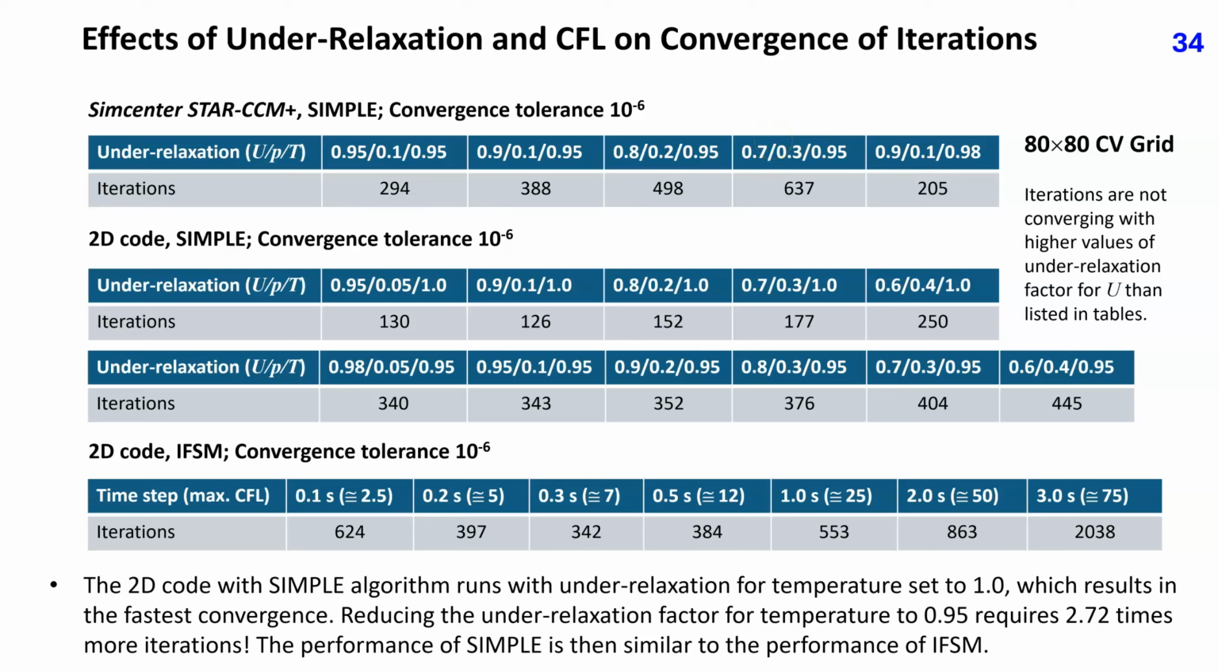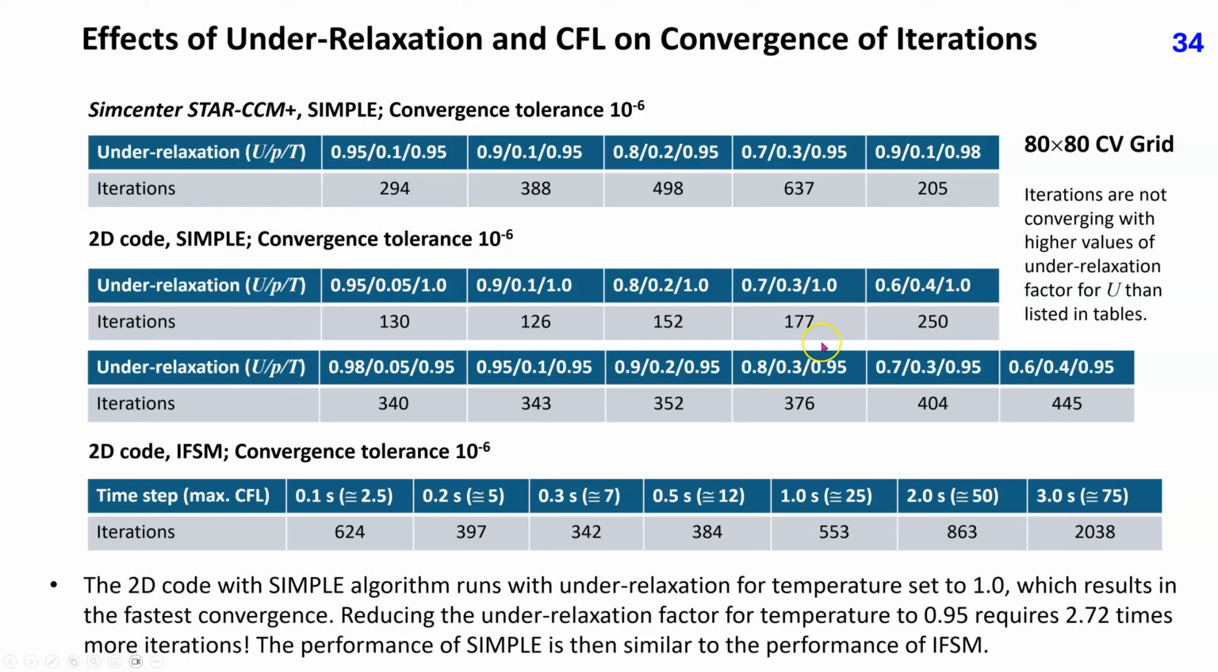Increasing the under-relaxation factor for temperature from 0.95 to 0.98 leads to a reduction of required number of iterations at the same under-relaxation factor for velocity from 388 to 205. The 2D code with SIMPLE algorithm behaves similarly, but increase in required number of iterations with reducing under-relaxation factor for velocity is more moderate.